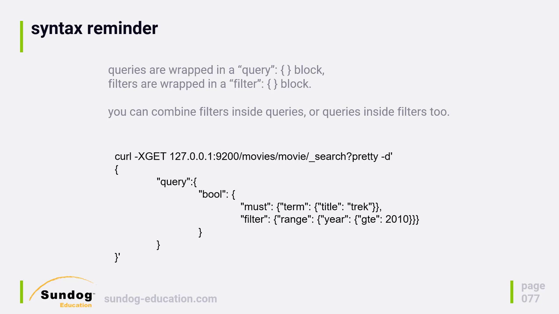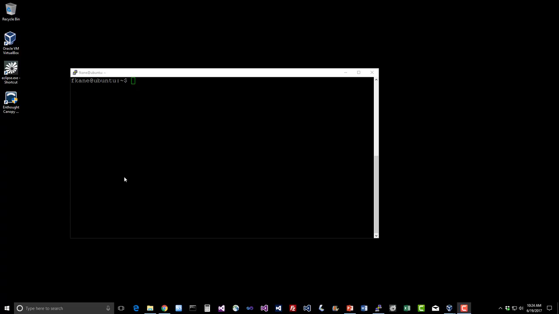Now, a reminder on syntax. Queries are wrapped in a query block. Filters are wrapped in a filter block. And you can combine filters inside queries, and you can combine queries inside of filters to do more complex things. And that's exactly what we're doing in this second example here. Again, we are wrapping a filter inside of a Boolean query here to actually achieve the search query of, I want things that have truck in the title and have a year greater than 2010. Greater than or equal to 2010 more precisely. So you can do some pretty complex stuff if you combine things in creative ways. Let's see how it works.